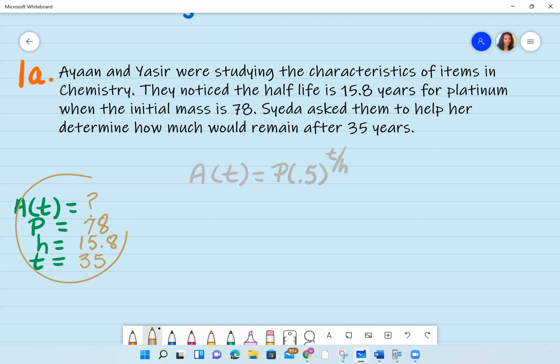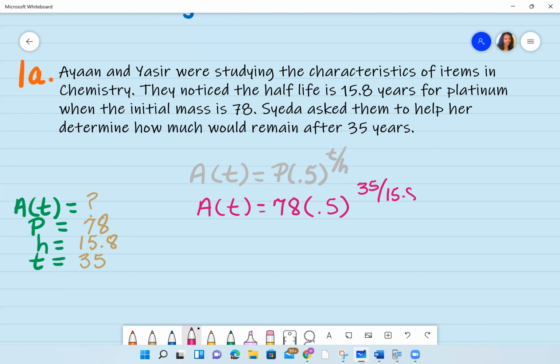Now all you have to do is take what you have here and place it in the position that's shown in the formula. Make sure that wherever that variable is located, that's where you're substituting the number in. So for A of t, since there's a question mark, I'm just going to leave it as A of t. That tells me what I'm actually looking for. Instead of P, I am going to replace it with the number 78. The formula asks me to multiply it times 0.5 and then raise that value to 35 over 15.8, which is my T and my H.